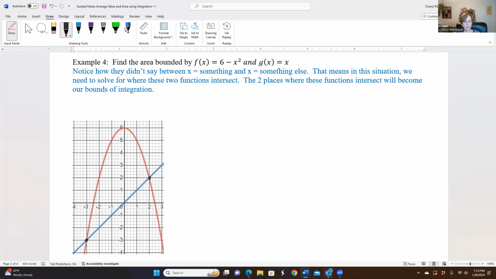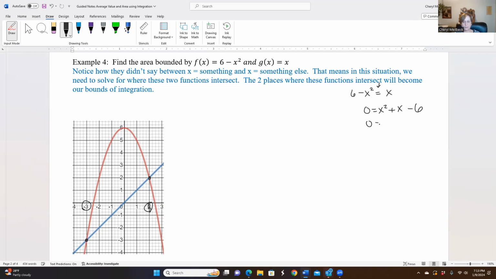We could also solve this and find these bounds of integration at 2 and negative 3. We could set them equal. If you did it algebraically, you'd ask, where does 6 minus x squared intersect with x? So where are they equal? To solve this, you would move everything to one side. I'm going to make my x squared positive, so I'm going to move it to the right.